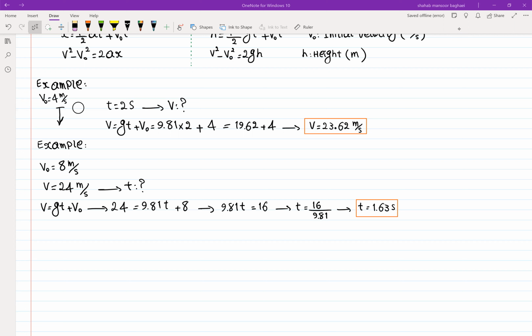I would like to give you some examples regarding falling objects, and I want to give you more examples regarding height traveled by the particle, velocity, and the motion analysis of free fall. Okay, example.